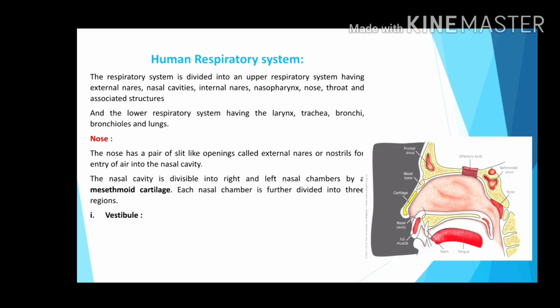The second part is the respiratory part or conditioner. It is a highly vascular part for warming and moistening the inhaled air. That is, when you breathe in through your nose, your air is slightly warm. The third one is the olfactory or sensory chamber, which helps in the detection of smell.